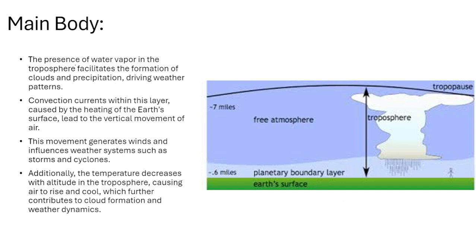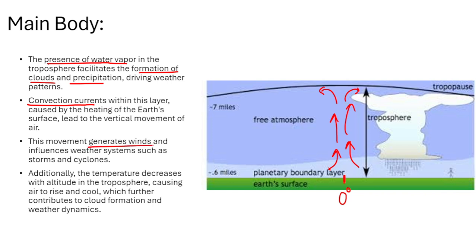So in the main body part, you will write that the presence of water vapor in the troposphere facilitates the formation of clouds and precipitation, driving weather patterns. Convection currents within this layer, caused by the heating of Earth's surface, lead to the vertical movement of air. So near the equator, 0 degrees, there would be convectional currents, due to which the tropopause height would be maximum just above the equator. Why is it maximum at the equator? Because of the presence of convection currents.